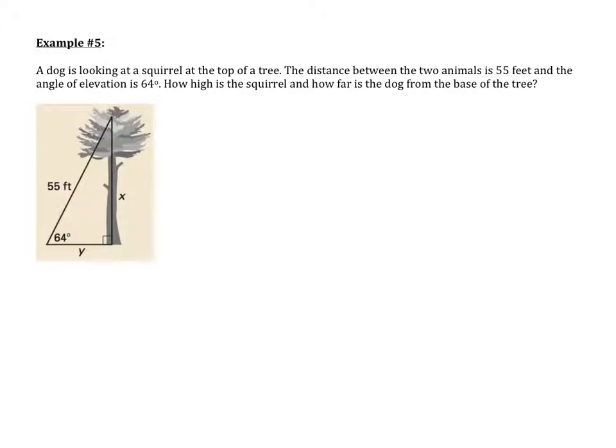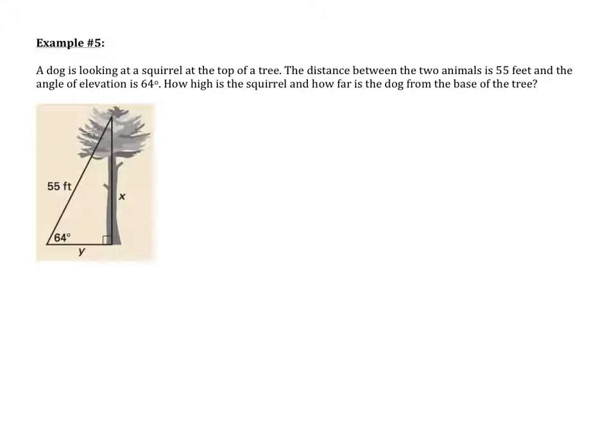So it's asking how high is the squirrel, so that's the x value here. And then how far is the dog from the base of the tree, so that's the y value. So we're actually going to have to set up 2 problems here. So notice that we are given the hypotenuse. Here's the right angle, so this is the hypotenuse. x is opposite the 64 degrees, and y is adjacent to the 64 degrees. So we're going to be using sine and cosine here.